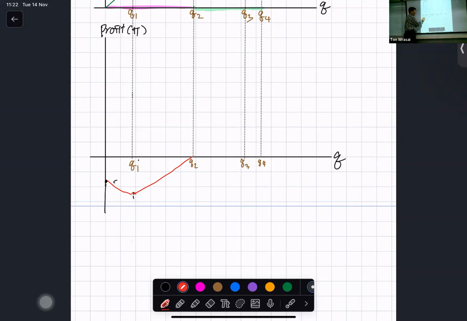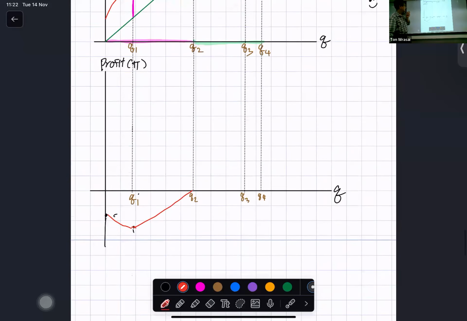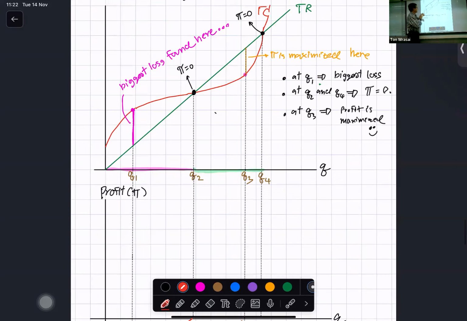This is a part of the profit curve already started. Loss becomes smaller, loss becomes bigger, biggest once we hit Q1. When we depart from Q1, loss becomes smaller, less negative, and then hits this 0 at Q2. And now, after being under the water, we emerge and become positive profit when we produce more than Q2. Profits become bigger, biggest at Q3.